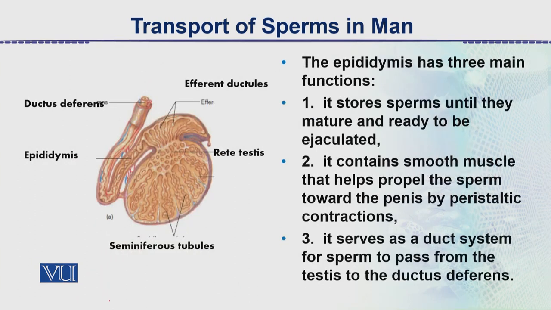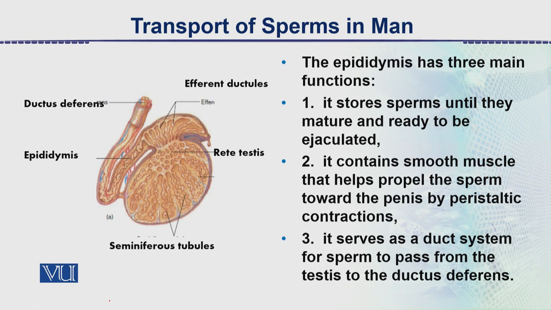The epididymis has three main functions. These are very important functions. It stores sperm, first of all, and within it maturity comes, and the sperms become capable; they get the ability to fertilize the egg. A physiological ability comes in them. It stores sperms until they mature and are ready to be ejaculated. Then it contains smooth muscles that help propel the sperm towards the penis by peristaltic contractions.